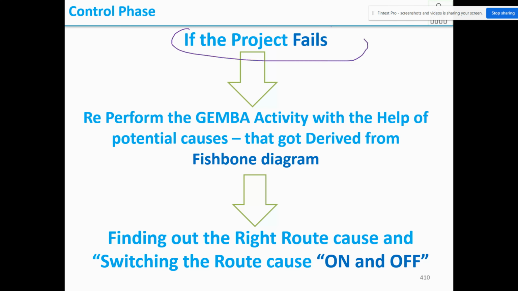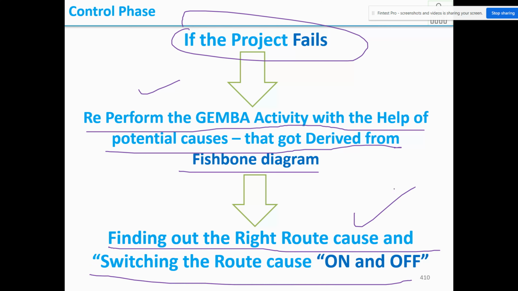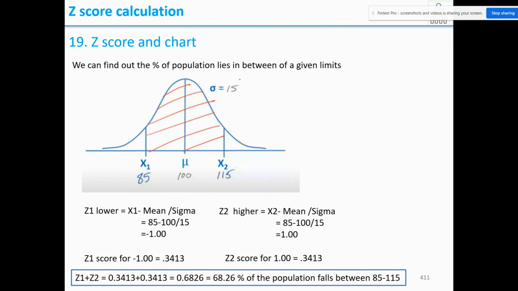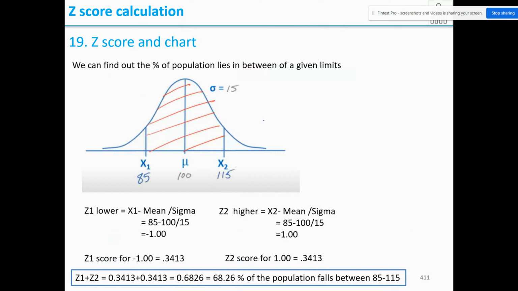Now, if the project fails, what do we need to do? Reperform the Gemba activity with the help of potential causes derived from the fishbone diagram. So we're going to reperform it, go deeper and check the root cause. Then find the right root cause and switch the root cause on and off. After this, we will generate a solution to fix the root cause. Okay, so next we'll see the Z-score chart, which is outside of the contents, just for understanding.